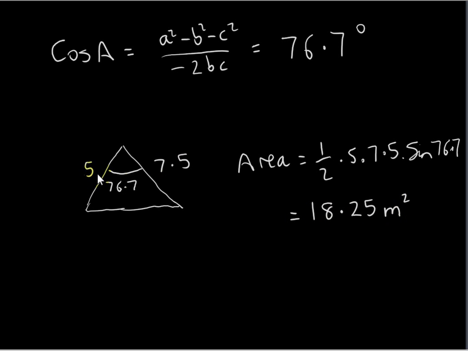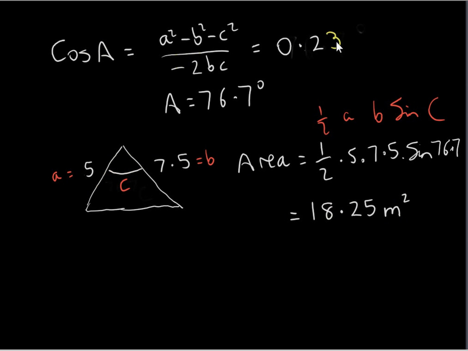So again, if you want to use a notation, we call this angle capital C, and the sides are small a and small b. So the formula is a half ab sine C. So we need two sides and the angle in between the two sides, the enclosed angle. Just to go back to this, I had this incorrectly stated as 76.7 degrees. This is just 0.23, of course, and the inverse cos of 0.23 is 76.7 degrees.